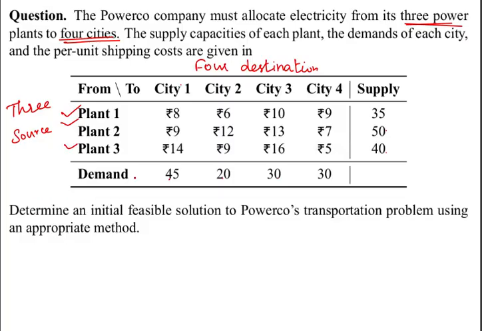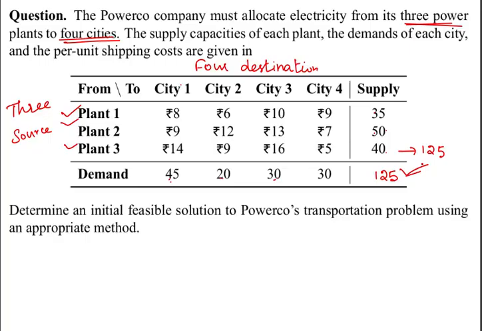First of all, we have to check whether it is a balanced problem or not before proceeding. Supply is 35 plus 50 is 85, 85 plus 40 is 125. Demand is 45, 65, 95, 125. So this problem is balanced. If it is not balanced, we have to add a dummy row or column. Since this problem is balanced, we can proceed.